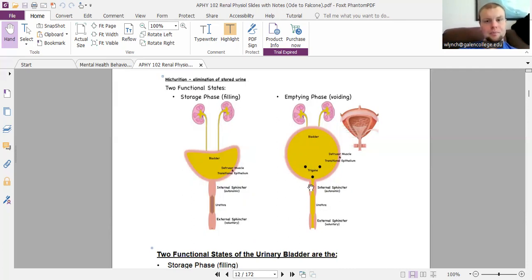Once we get to a point where the bladder is full and those signals are being sent afferently to the brain to tell us that we need to urinate or we need to micturate, we will have an emptying phase. This is the voiding phase. This will happen when the internal urethral sphincter is relaxed and we consciously relax the external sphincter. The detrusor muscle will contract and push the fluid out of the bladder down through the urethra.